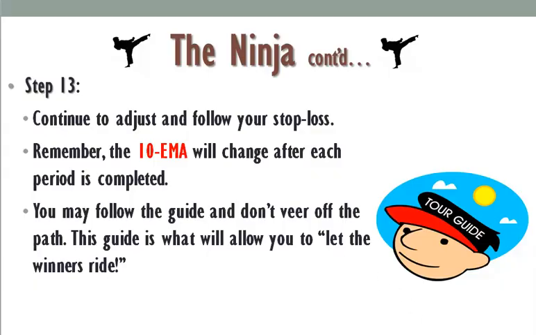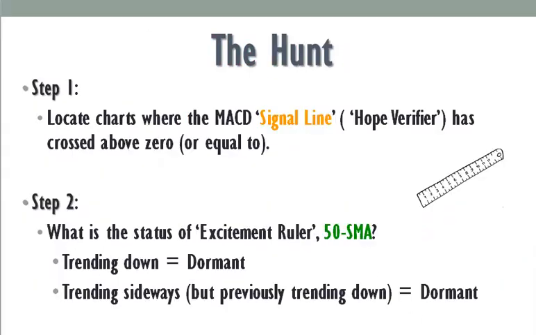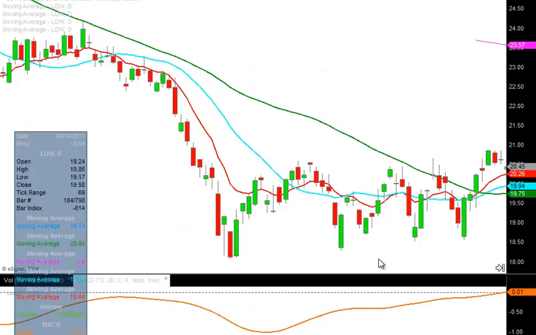All right, now on to our second example, and hopefully these slides look familiar to you. So step number 1, we need to locate the signal line and that hope verifier and make sure that it is at least 0, if not higher. So we pull up this chart, and the first thing you see down here, MACD signal line 0.01. So we are officially in the positive.